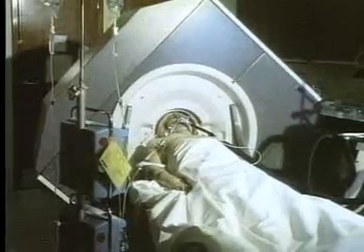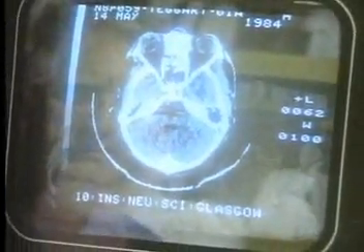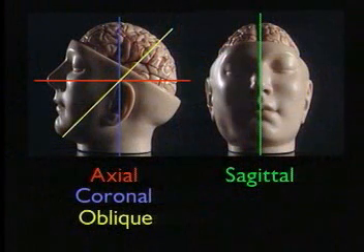Because the CT scanner uses X-rays, they're limited as far as the planes that they can take their images by the physical positioning of the X-ray tubes. So they can only take transaxial slices, for example. Whereas in MRI, because we use a magnetic field and radio frequencies, we can excite the protons and change the magnetic field in any plane that we wish, whether it's axial, coronal, sagittal, or any other plane for that matter.